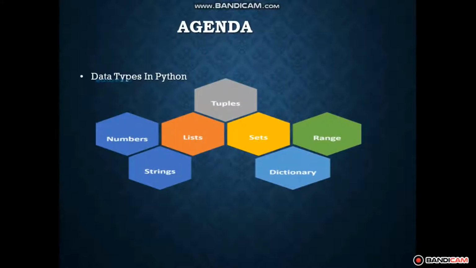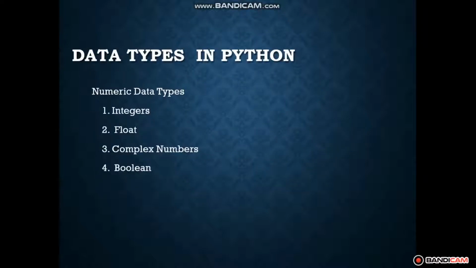First of all, we can see what we can learn in this video: the data types in Python. There are many data types. First is tuple, numbers, list, set, range, strings, and dictionary. But in this video, we will talk about the numeric data type. Now, in the numeric data type, you have four things: integers, float, complex number, and boolean. We will see them one by one.